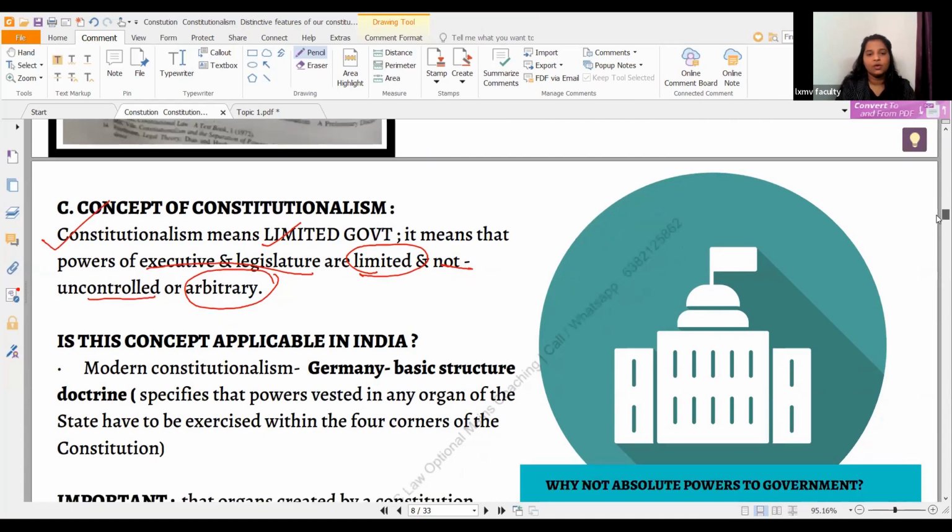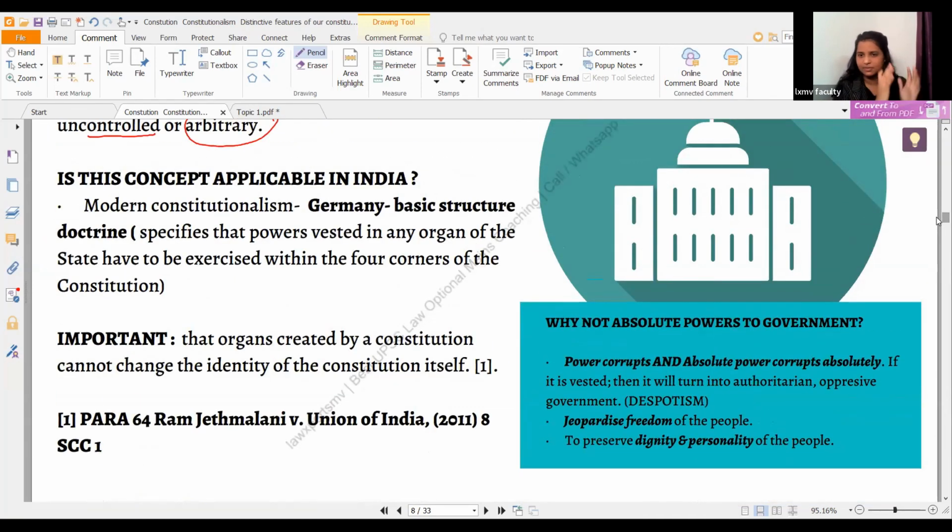Next, we know the concept of constitutionalism and what it is, but whether it is in existence in India will be your next concern. Yes, it is in existence in India. We see a lot of limitations on our organs. What are the limitations? We'll see now.